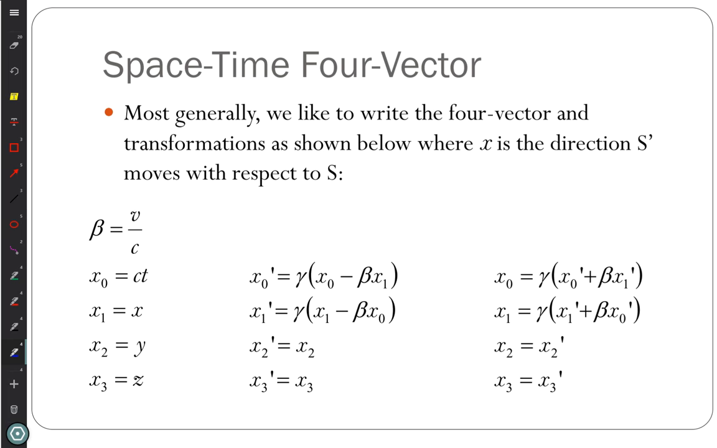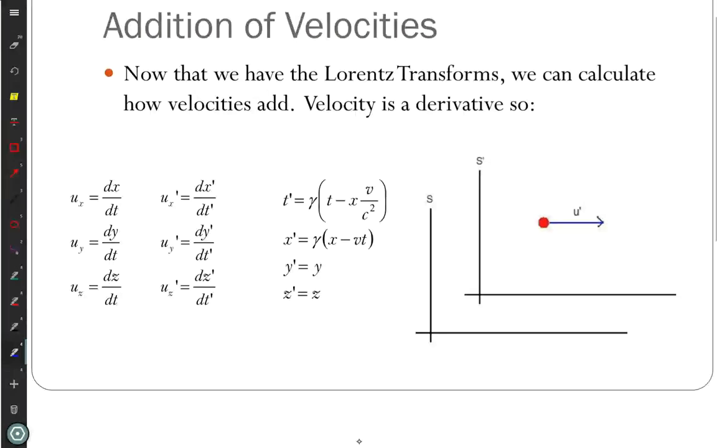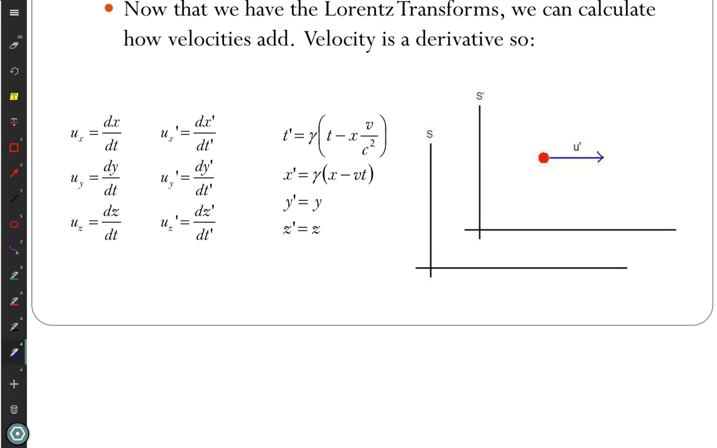Well, we are going to use these now to calculate how velocity adds, addition of velocity. Now, we've seen the result for velocity in the same direction. Now we're going to look at how that is derived and what happens if you have velocities perpendicular. So here is our situation to start out with. We have some object. In this picture, it's the red ball. And the red ball is moving at speed u sub x in our unprime frame and speed u sub x prime in the primed reference frame. Makes enough sense, right?